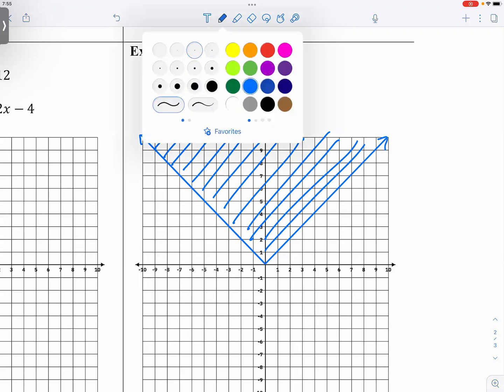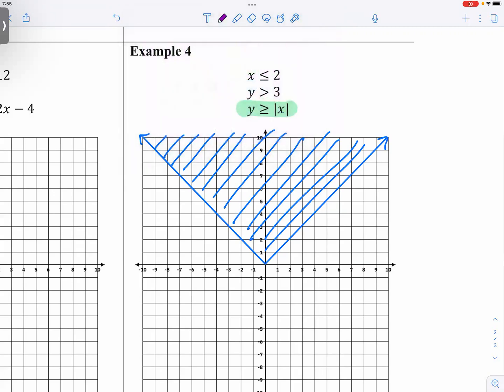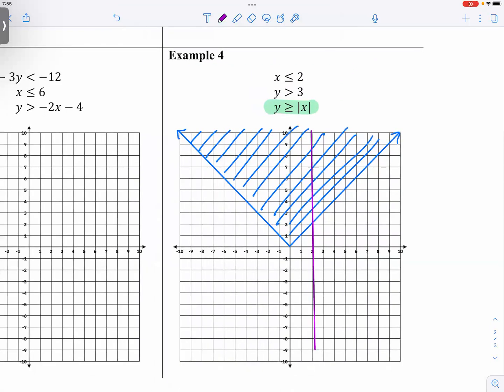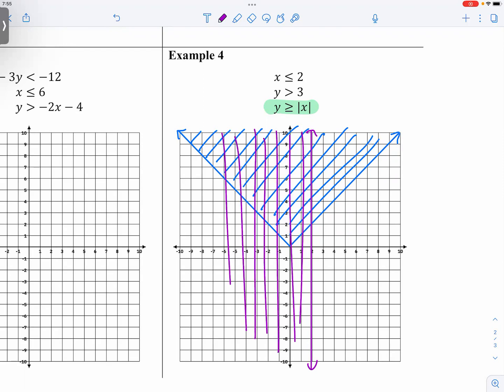And then we have x is less than or equal to 2, sorry. So less than or equal to 2. So I'm going to do this. And yes, it will be a pretty messy diagram, so try to make it as clean as possible.